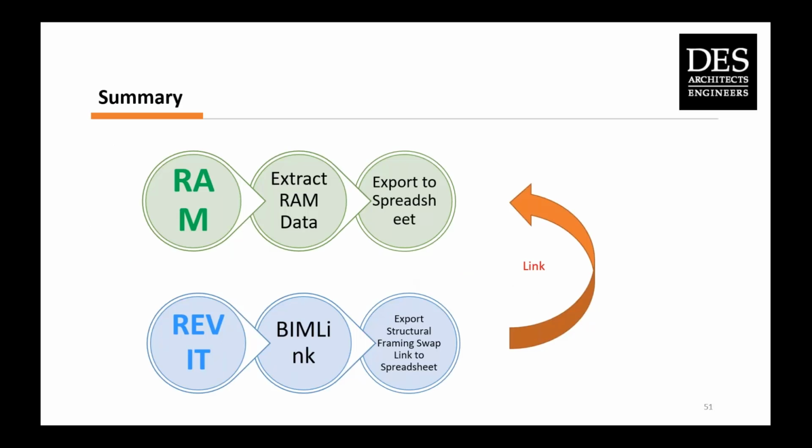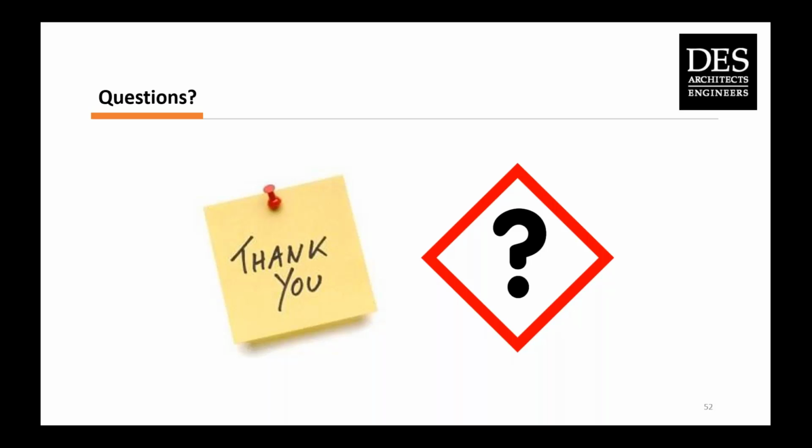So in summary, we export the result from RAM. We extract the information from RAM and put it to a spreadsheet. Same thing, we go to Revit, we go to the BIM link, we export the BIM link to a spreadsheet, and we link it up. And by doing so, it saves us lots of time. I hope this information is helpful and beneficial to your workflow. Please feel free to reach out to me if you have creative ways to improve this process. I'm most interested to explore new ideas. Thank you.